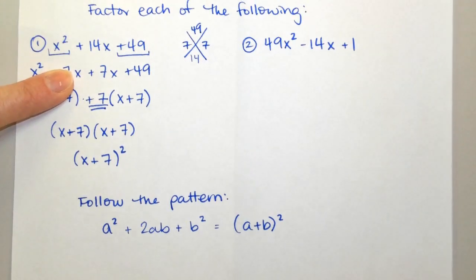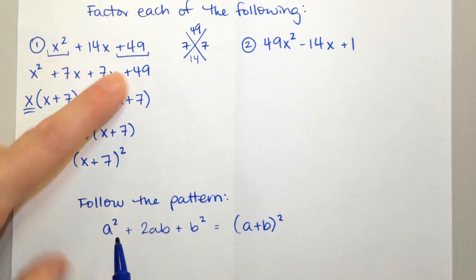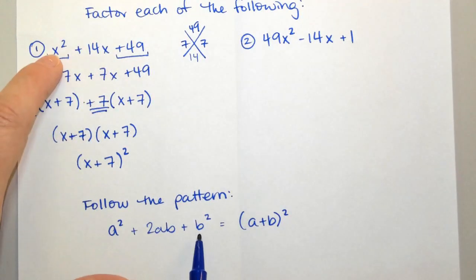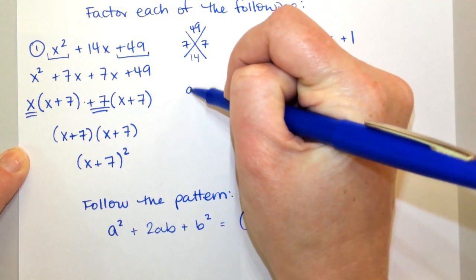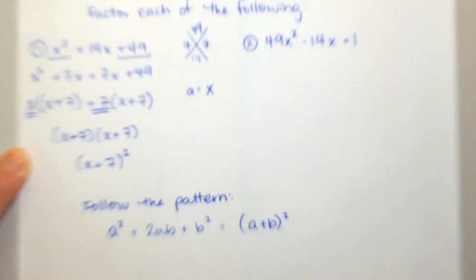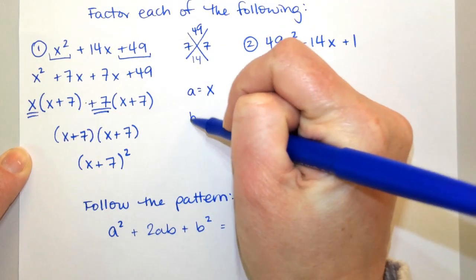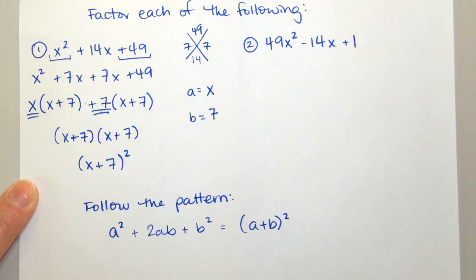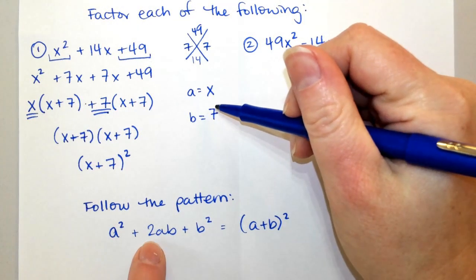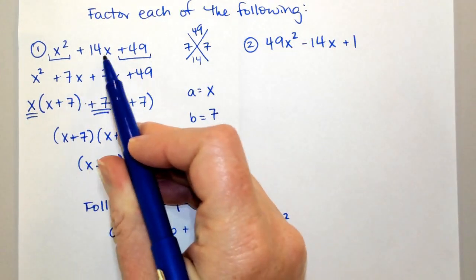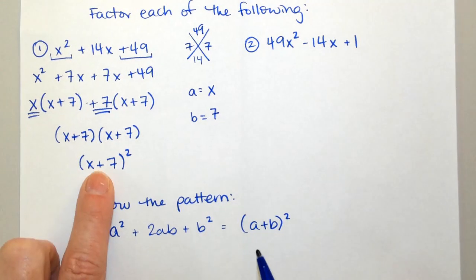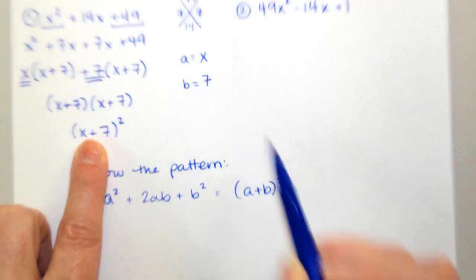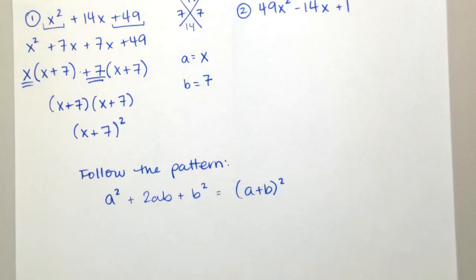But as soon as I noticed that I had a perfect square at the beginning, a perfect square at the end, if I take the square roots of each of these, so the square root of x squared would be x. If I take the square root of the b term at the end, the square root of 49 is 7. And then I can check the middle and see if I multiply these together and then multiply by 2, do I get the middle? And I do. In that case, I can go straight to the factor. It's going to be the same. It would be x plus 7 squared. All right, questions for me about that?